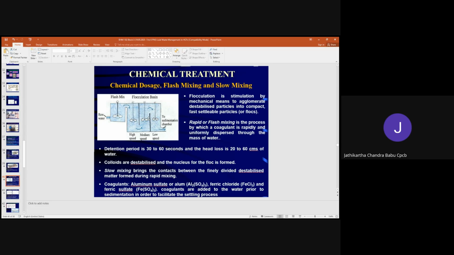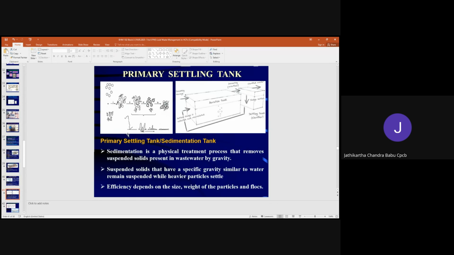The flocks are formed in such a way that they will have such a specific gravity that they will settle on their own by means of gravity itself. Therefore, these are the tanks where the flocks formation is taking place because of the flash mixing. Then it will go to the settling tanks, where the waste will fall on its own by means of gravity.